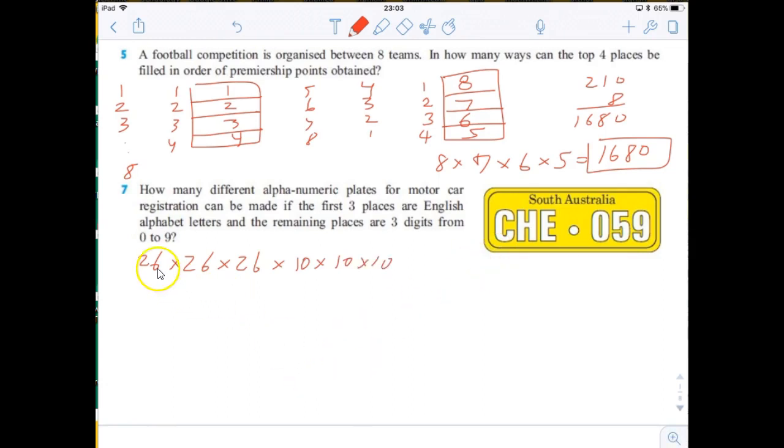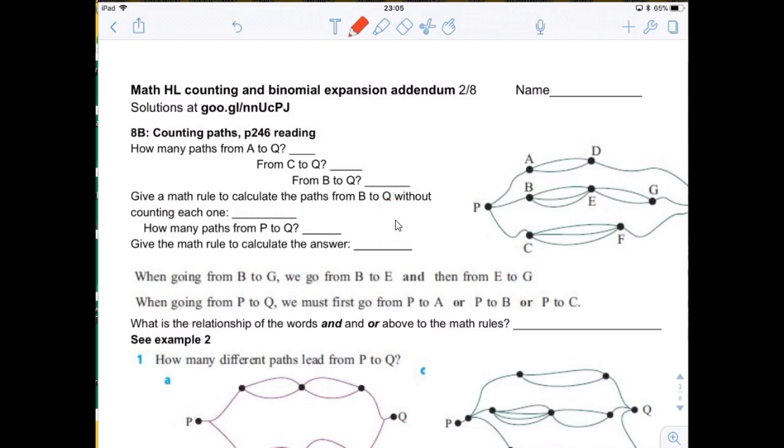And this you would just multiply on the calculator, and you would end up with 17,576,000. Moving on to page 2.